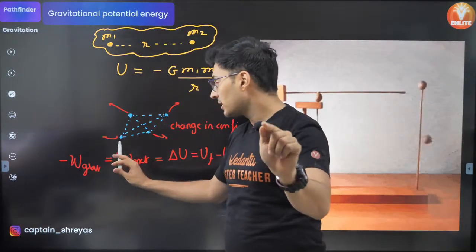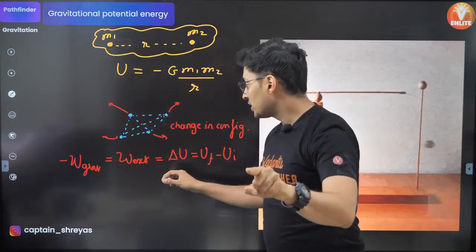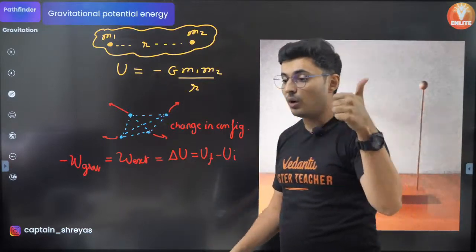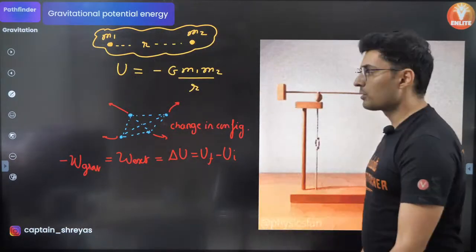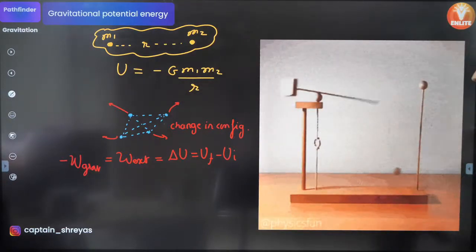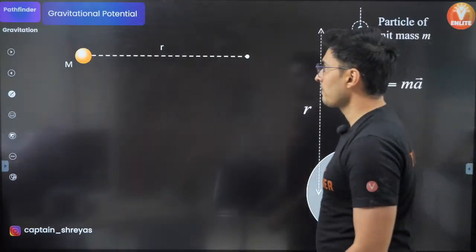Negative electrostatic work is external work, which is also the change in potential energy of that electric system. This will work even for magnetism. It will also work for gravitation. Is that clear? Very important equation.